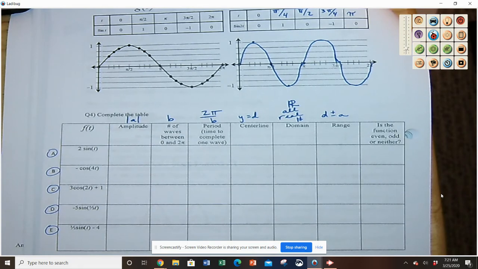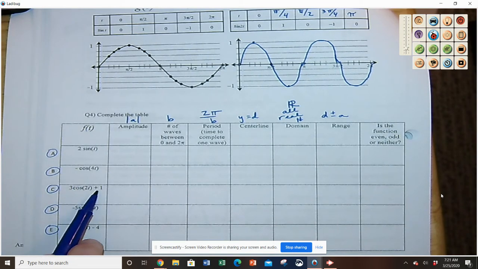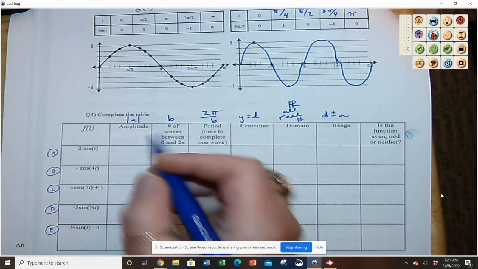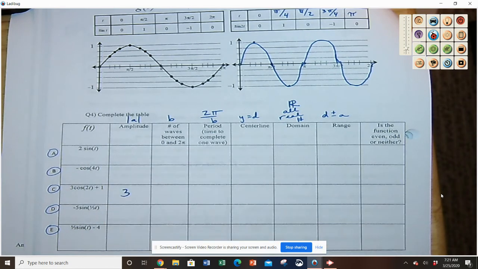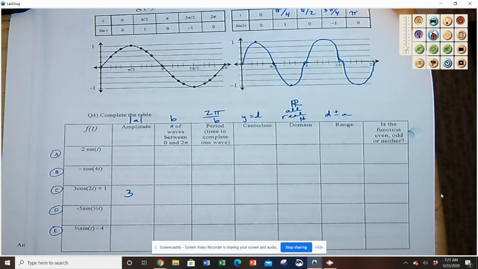So we have f of t equals 3 times the cosine of 2t plus 1. So A is 3. A is always the absolute value, so you're doing the absolute value of 3 to get 3. So that's your height. That's your distance from the center line. How far are you going to go up? How far are you going to go down? B is the number of waves between 0 and 2 pi. So you have 2 waves between 0 and 2 pi.